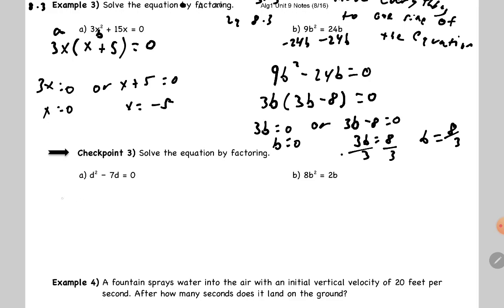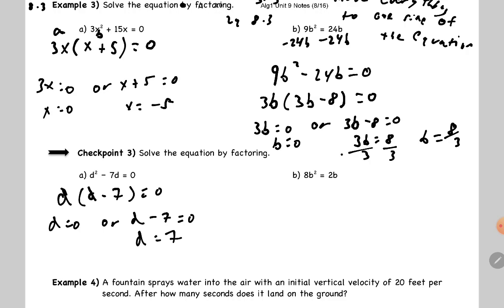So they both share a d, so I'm going to factor out a d. If I take away 1d there, I'll be left with 1. And then if I take away a d from negative 7d, it'll just be minus 7. So either d equals 0 or d minus 7 equals 0. So d equals 7.